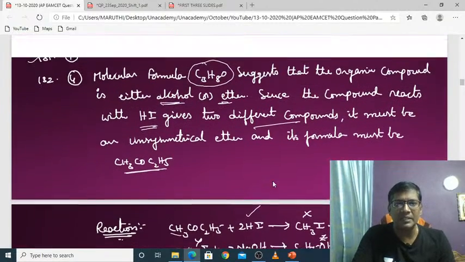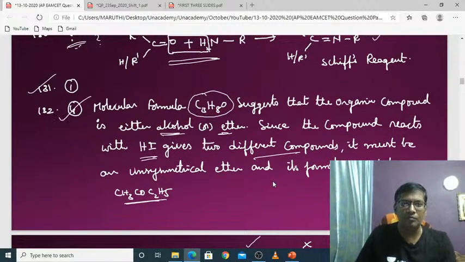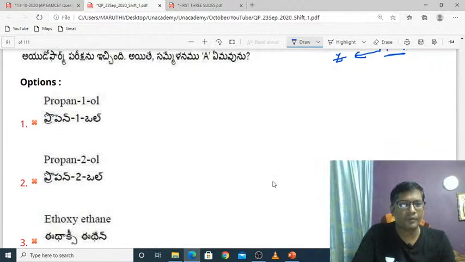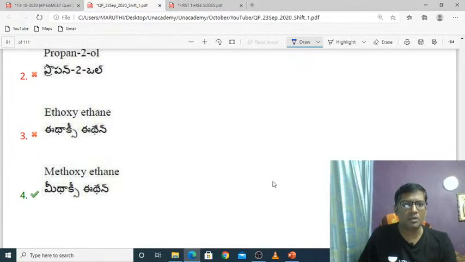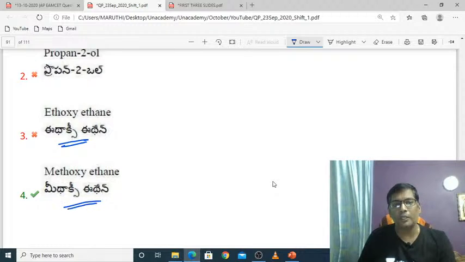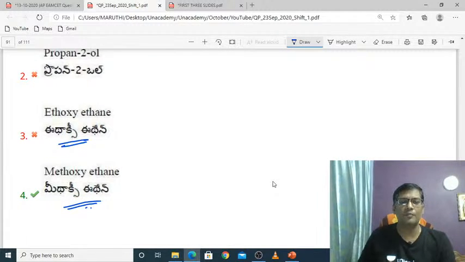So the answer is ethoxymethane, obviously. Why? Because the other options will not form two different types of molecules. Ethoxyethane forms a similar type of molecule, but they have given that two different types of molecules should be formed. Two different types of molecules means ethoxymethane should be formed.